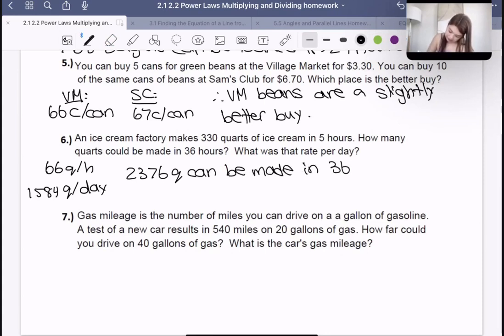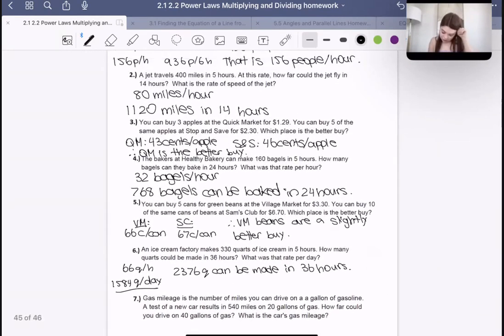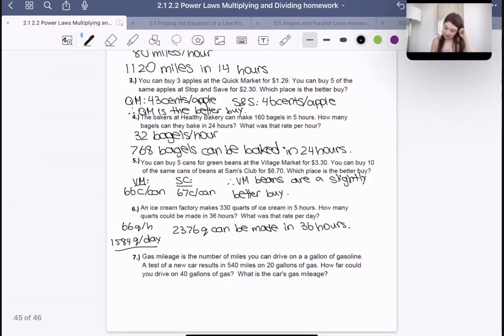in 36 hours, right? And keep in mind 1,584 quarts per day. That's another part of our answer, so I'll underline that too, because they also asked what is the rate per day, which is interesting. Often they've asked what is the rate per hour, what is the speed, things like that. This time they asked for the rate per day.